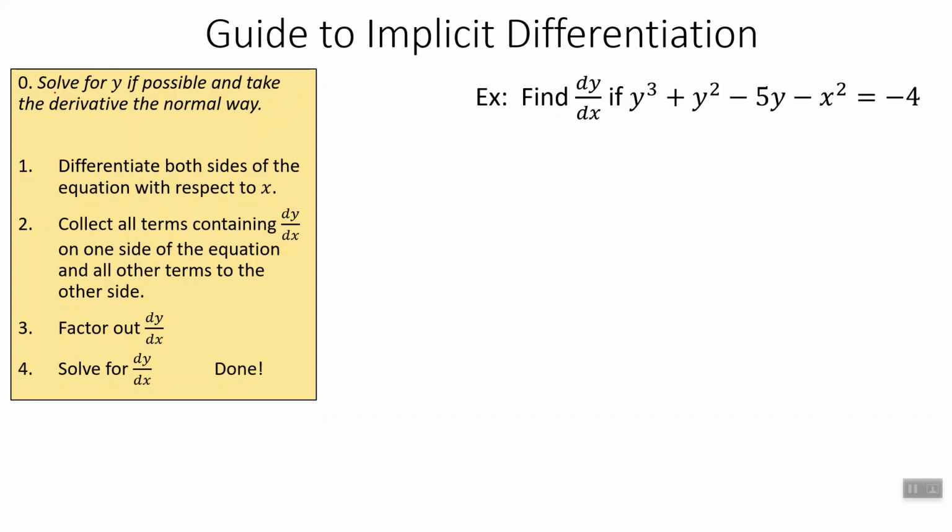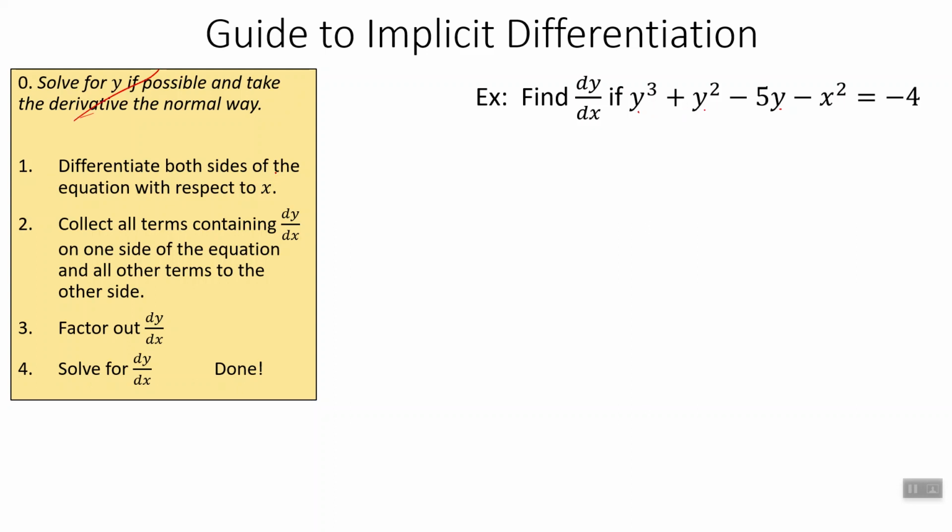So I'm calling it step 0 because it's not often that we can do this if it's in this form. But step 0 is solve for y. If possible, we can solve for y and take the derivative. We've got y's here, we got y's here, we got y's here. It's not going to be easy to solve for y. So step 0 is kind of out of the picture here.